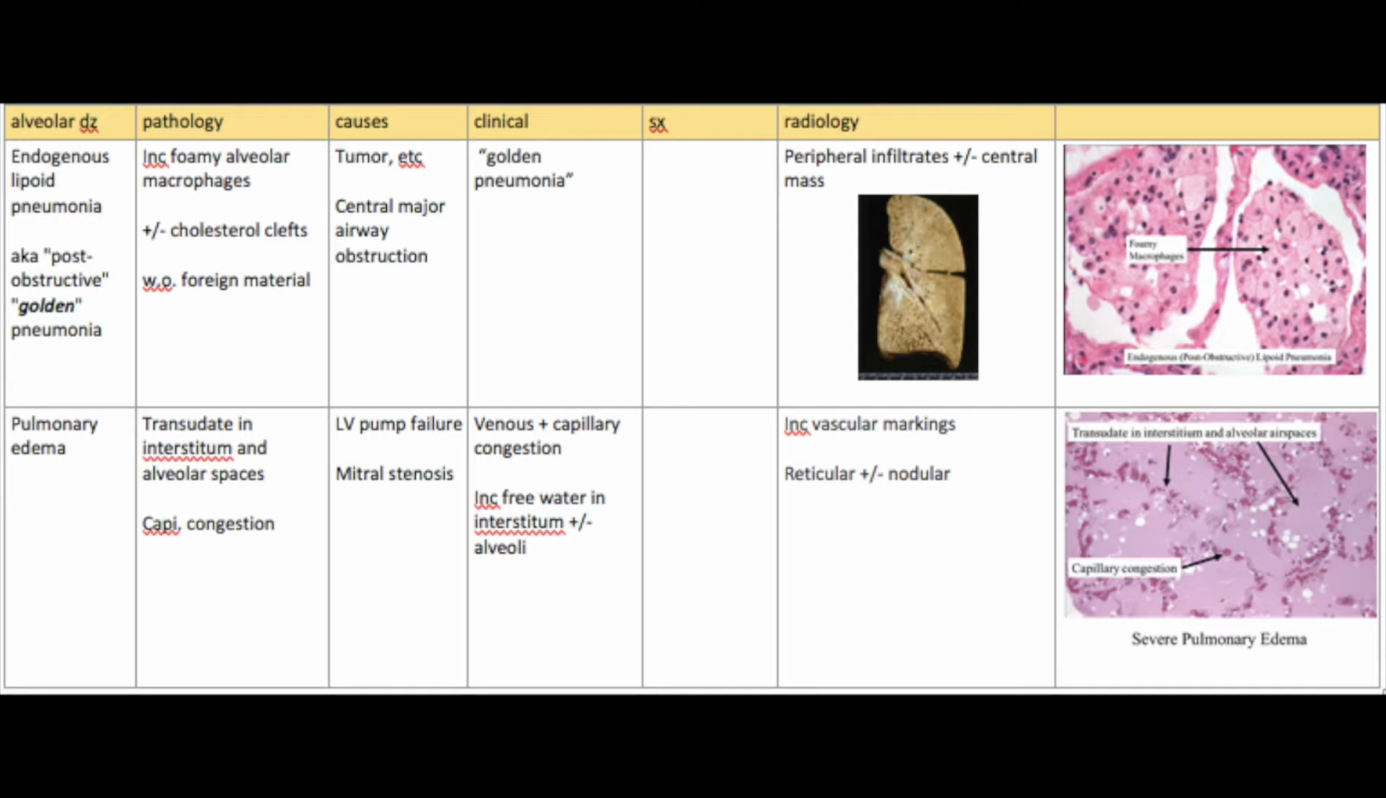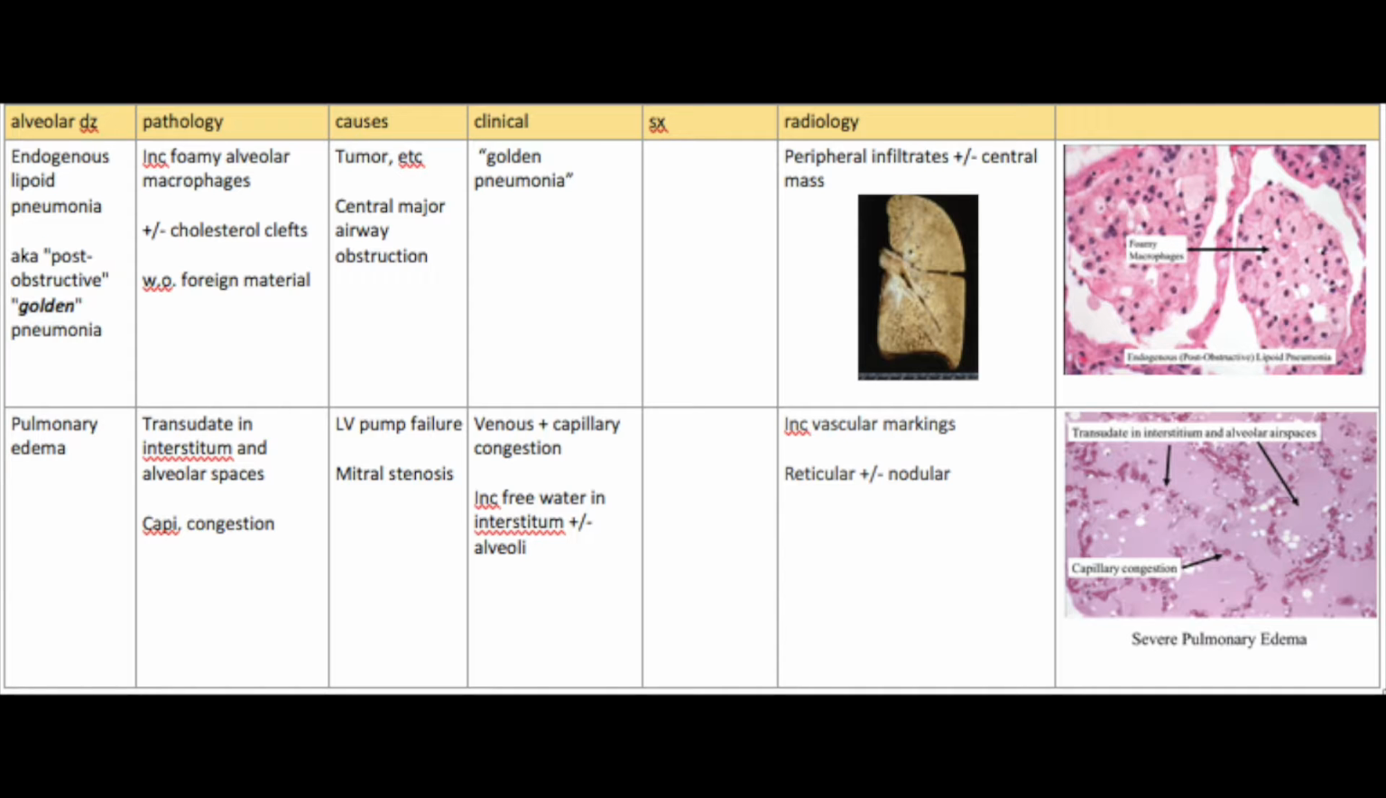Or you could have mitral stenosis, where the mitral valve isn't opening as well, and that's going to lead to capillary congestion as well. So if you have capillary congestion, there's too much water, the hydrostatic pressure is too high, and that's going to lead to outflow out into the interstitium and the alveolar spaces, and hence you have transudate into the interstitium and alveolar spaces. So clinically, it's just free water in the interstitium and/or the alveoli, possibly due to left ventricular pump failure or mitral stenosis, or you could just have an imbalance of the oncotic and hydrostatic pressures from a variety of causes, and that would lead to pulmonary edema as a result.